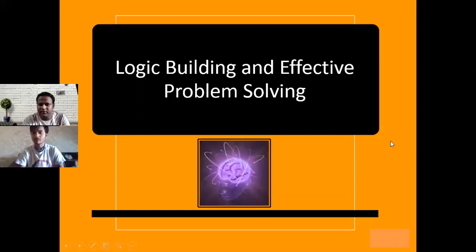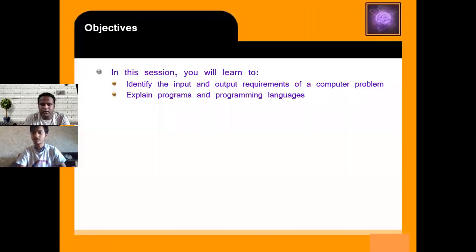Logic building concept, and there is logic building and effective problem solving. So what we have to learn here is how to identify the input and output requirements of a computer problem, and explain the program and programming language.